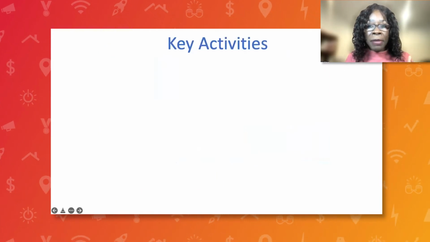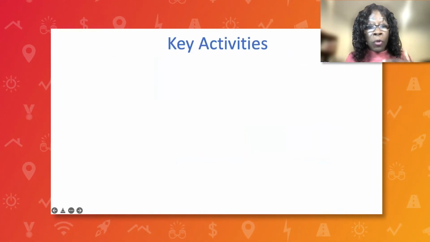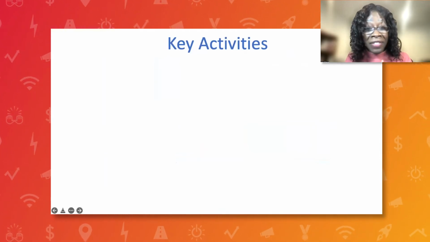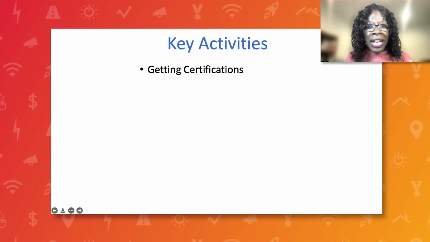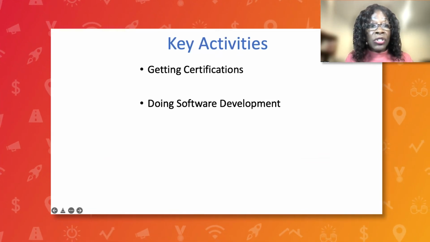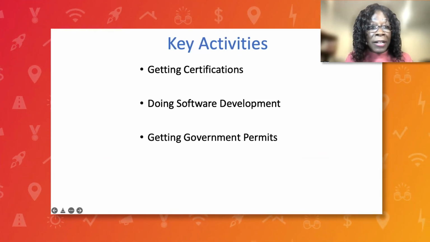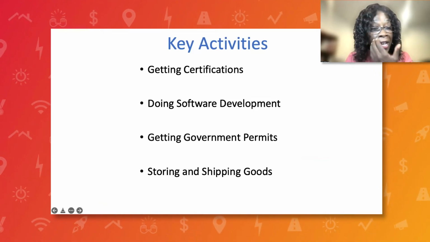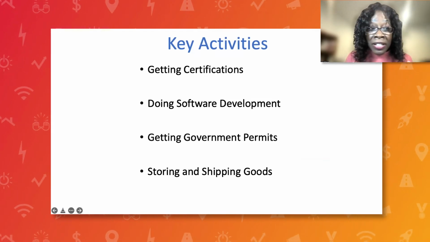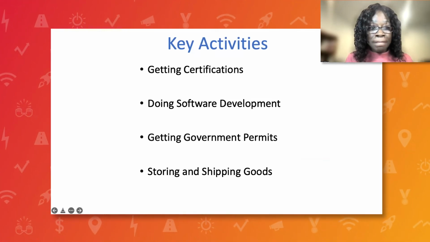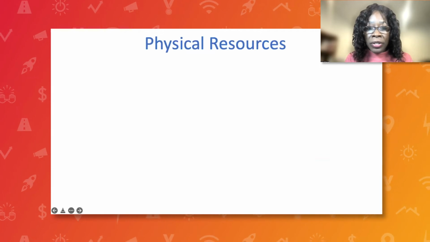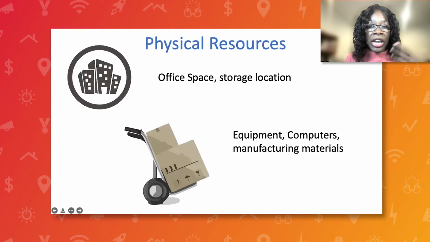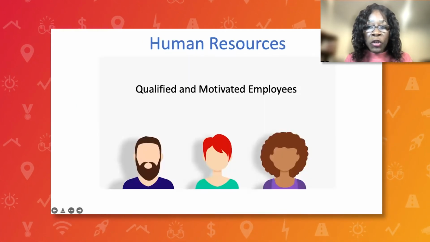So when I'm thinking about key activities that are important to your business, meaning, as I said, that you can't have a business if you don't have these, they can include things like getting certifications, doing software development, getting government permits, storing and shipping goods. Like if you can't do these activities, no business, right? Physical resources can include office space, storage location, equipment, human resources.